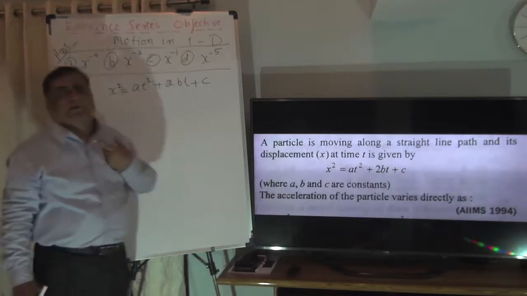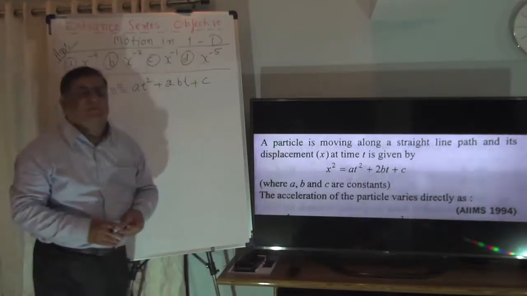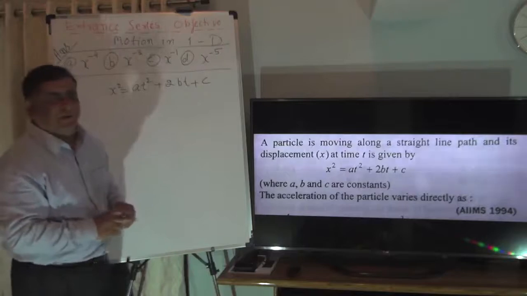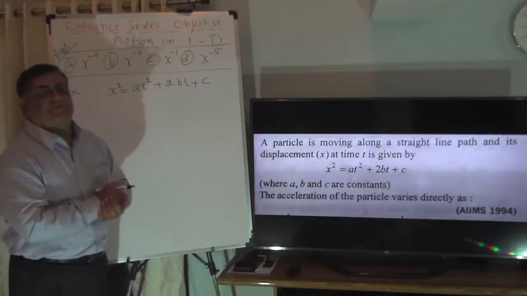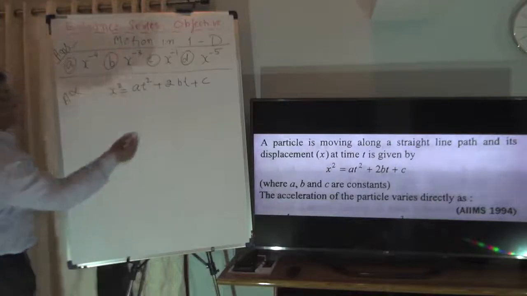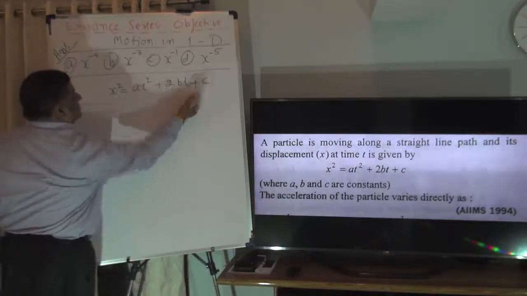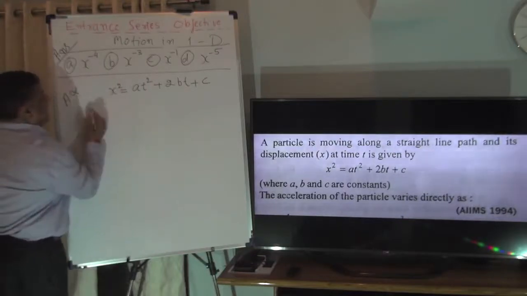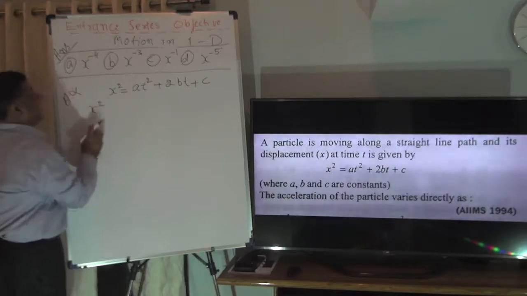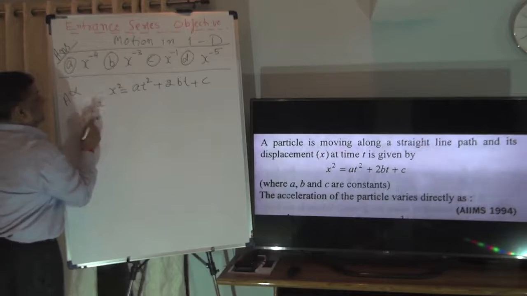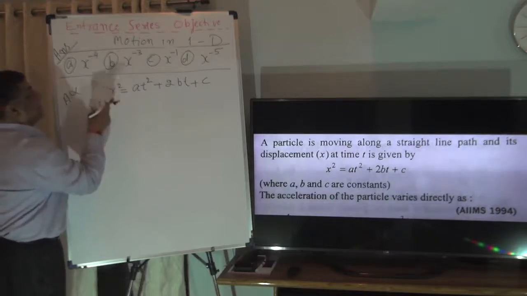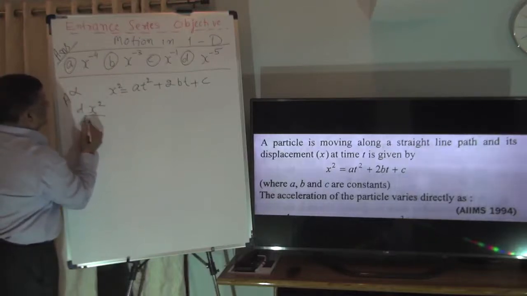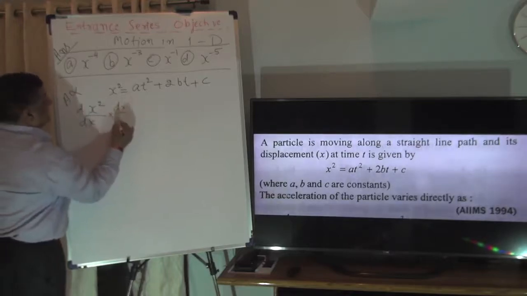Okay, we all know that if the equation of displacement is given, then how do we reach the equation of acceleration? By 2 differentiations. One differentiation gives the value of velocity and the other differentiation gives the value of acceleration. Okay, so we start with x square is equal to at square plus 2bt plus c, and let us differentiate with respect to time t. For those who are new to differentiation, x square we have to differentiate with respect to time, but this is a function of x, so we write d by dx into dx by dt.